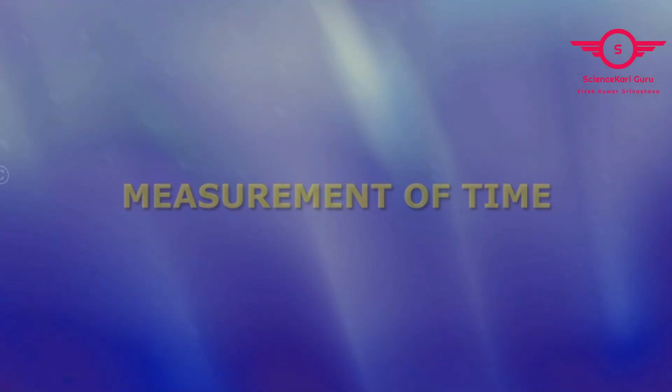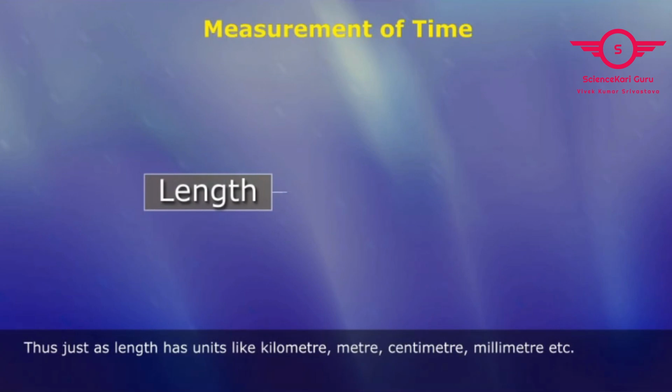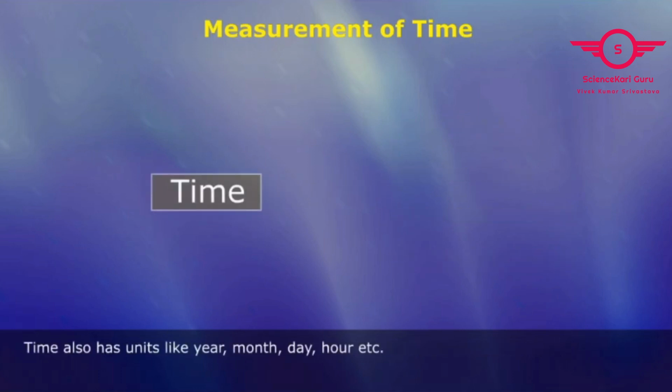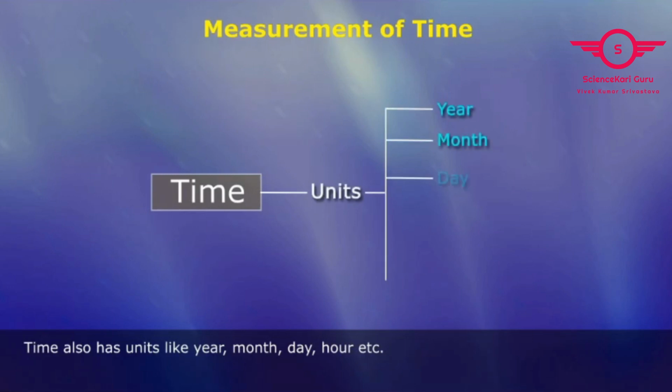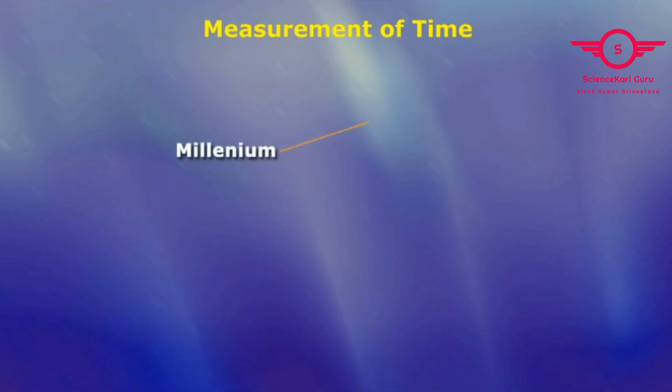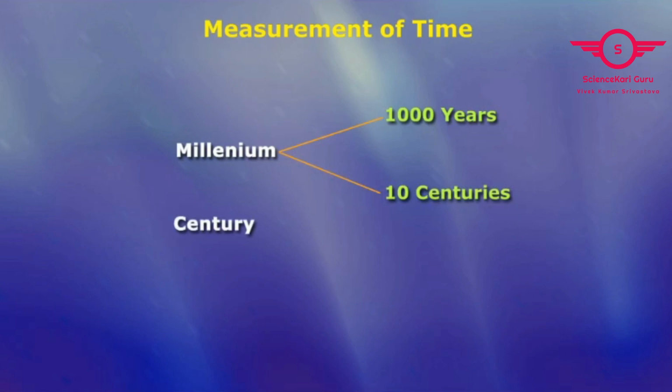Measurement of time. Just as length has units like kilometer, meter, centimeter, millimeter, etc., time also has units like year, month, day, hour, etc. Units measuring more time: 1,000 years, a millennium, consists of 10 centuries. Each century consists of 100 years, and in the range we finally come to the second.